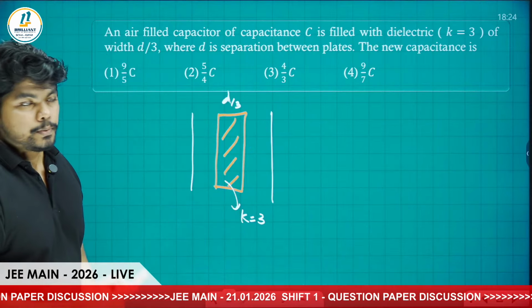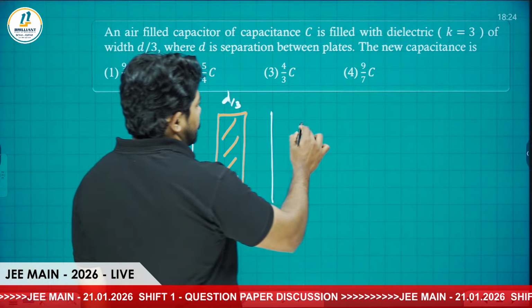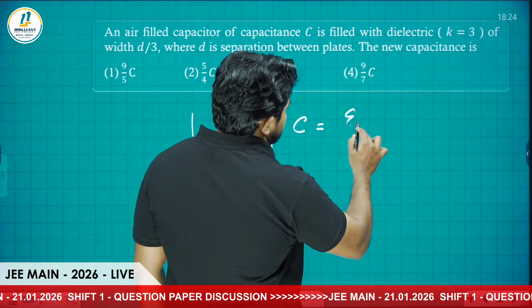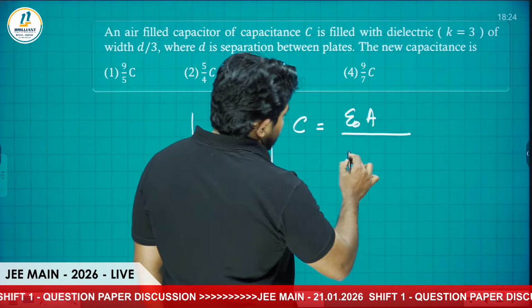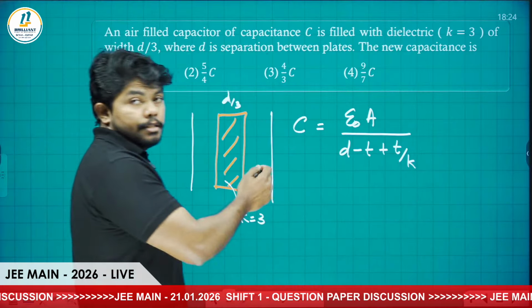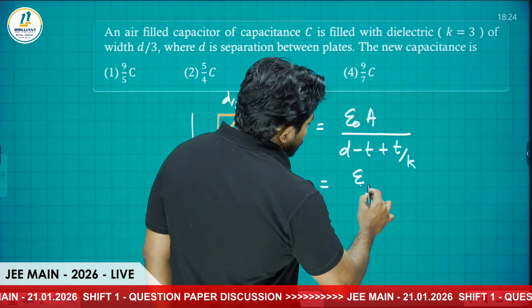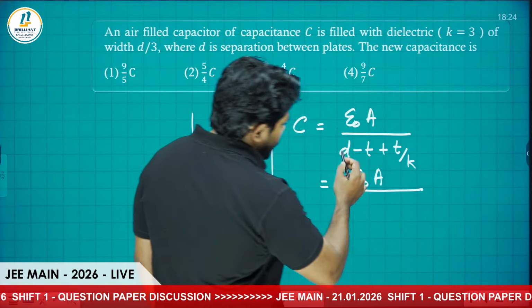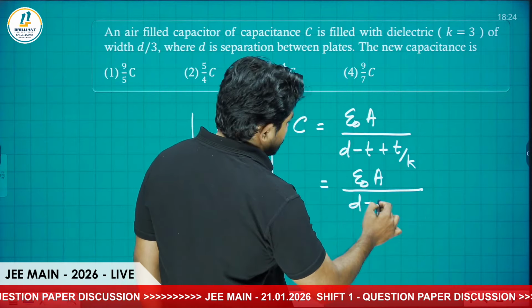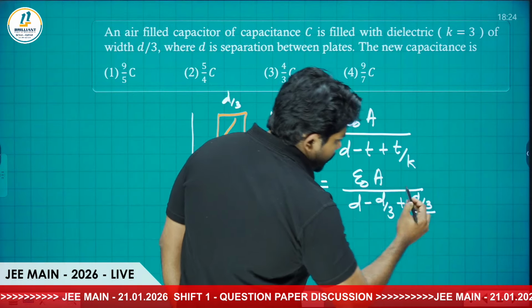So what is the capacitance of a partially filled capacitor? Capacitance C is equal to epsilon 0 A by d minus t plus t by k. This is the equation. If we substitute all the values, we can directly get it: epsilon 0 A divided by d minus thickness d by 3, plus d by 3 divided by 3.